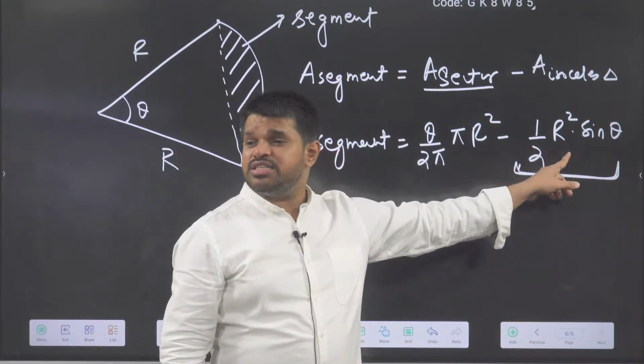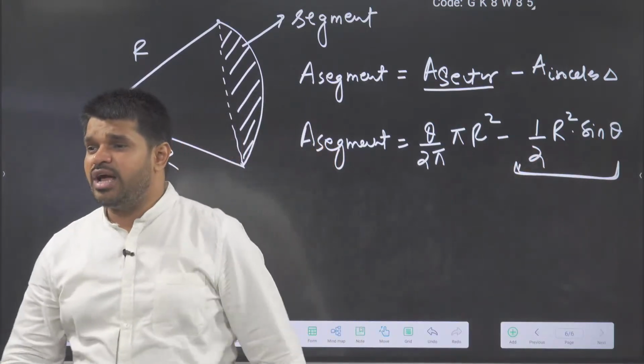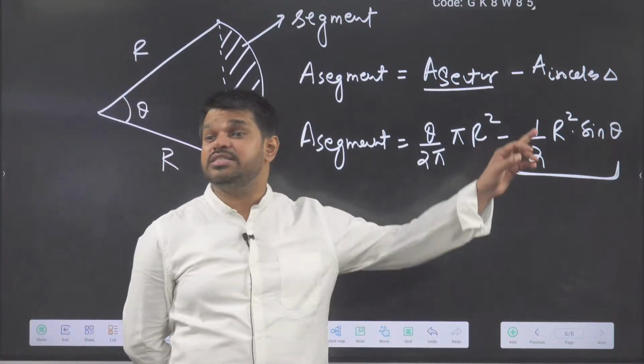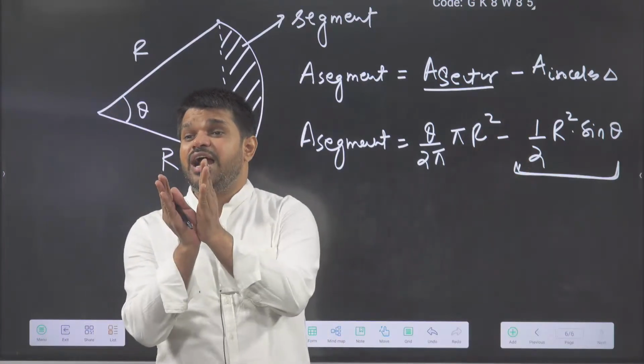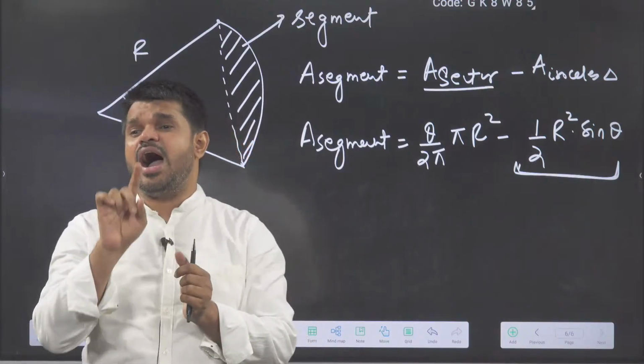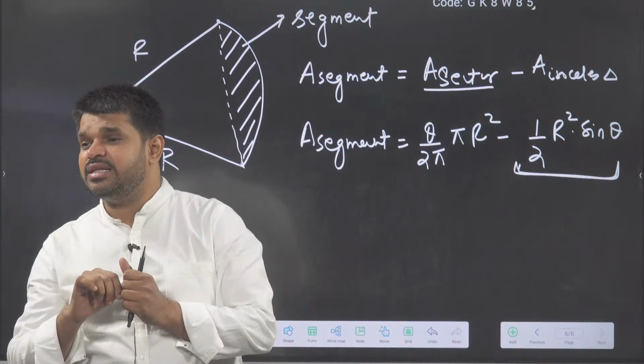Are you clear with this formula or anyone having doubt? If you are having doubt, say. By the way, you shouldn't be having doubt. We discussed in great detail. If there are two adjacent sides and angle theta, what is the formula of area? Half side into side into sine theta.